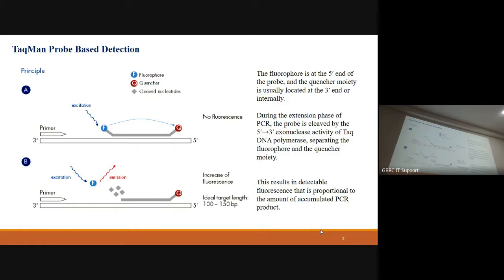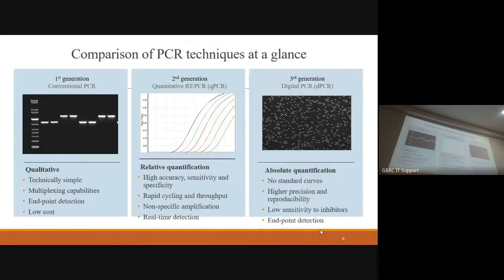So if the amplification is there, your fluorophore and quencher will be separated, and your fluorophore will give you the fluorescence. So that's why it will give you the specific amplification only. Compared to the EvaGreen based assay, this is somewhat costlier. So this is just the basic difference between conventional, real-time, as well as digital PCR.